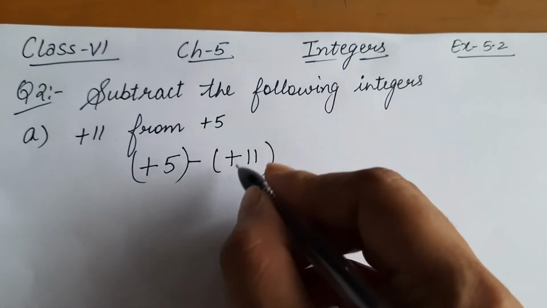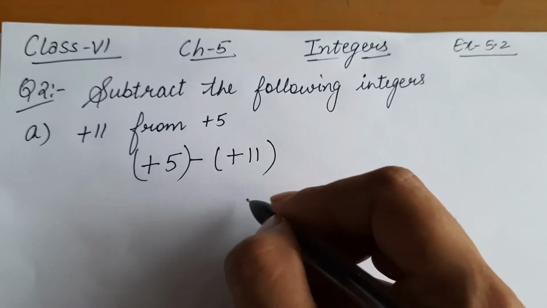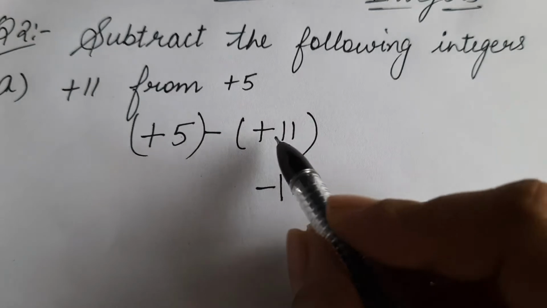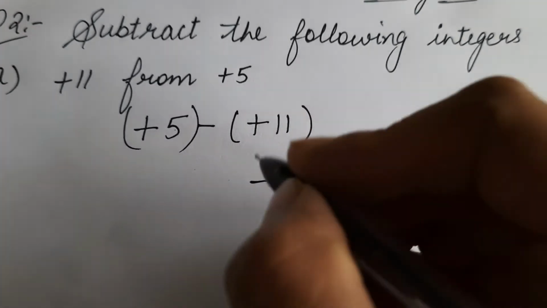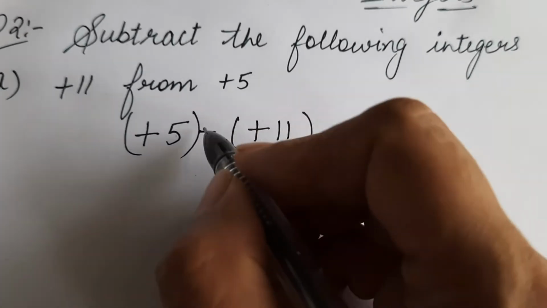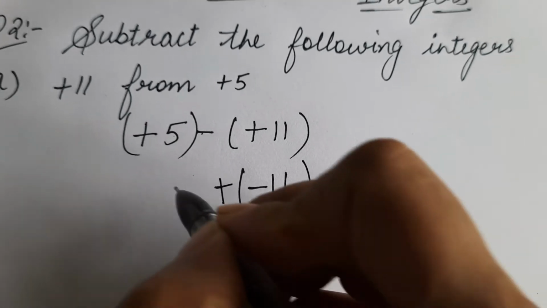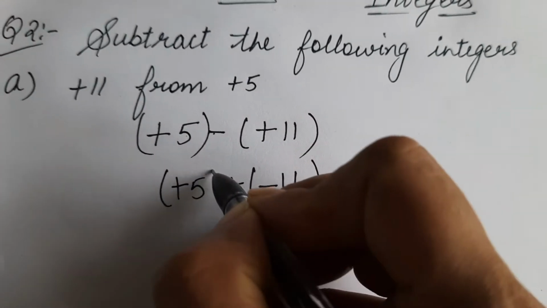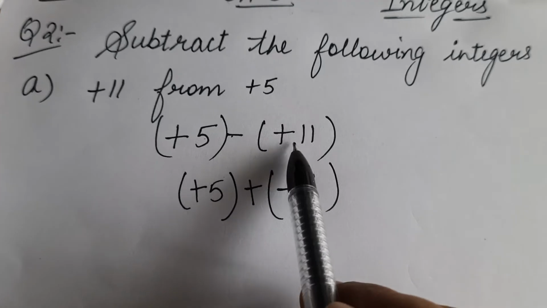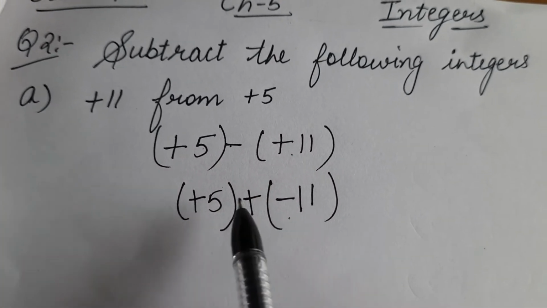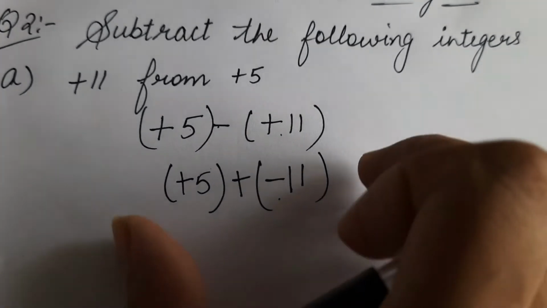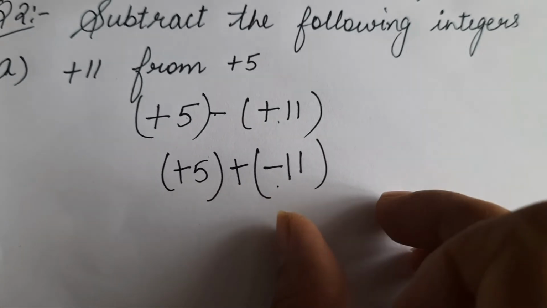So what we do, we change the sign of the integer that is to be subtracted. So plus 11 will become minus 11 and this minus sign will become plus. We add the integers. Okay. The number to be subtracted changes its sign and then we add the integers. Now we have to add plus 5 and minus 11.